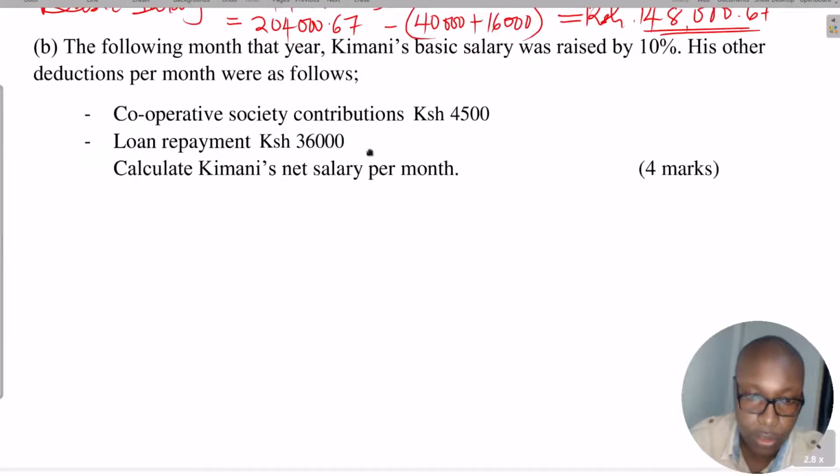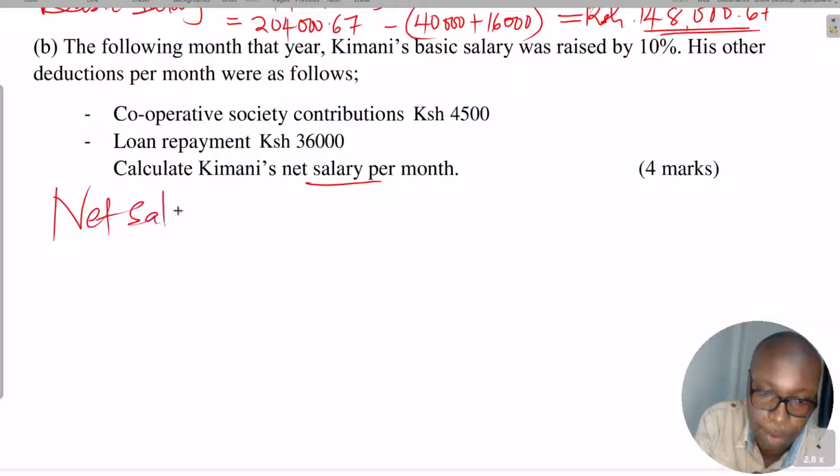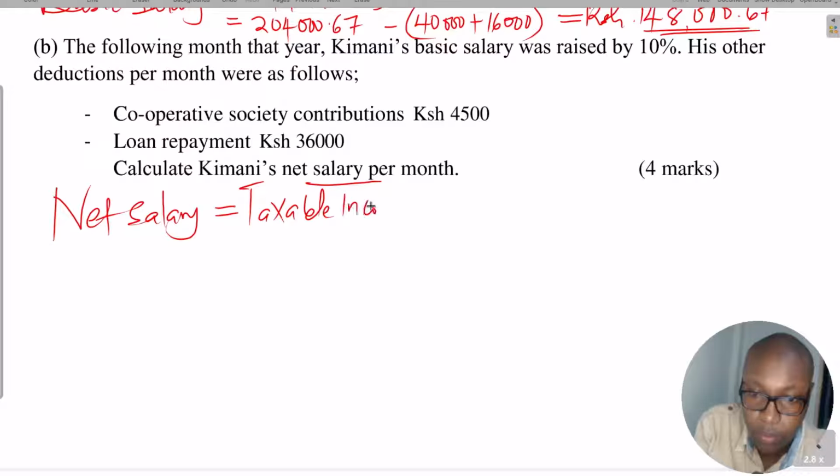The following month that year, Kimani's basic salary was raised by 10%. His other deductions per month were as follows: cooperative society contribution 4,500, loan repayment 36,000. Calculate Kimani's net salary. So how do you get net salary? Net salary is given by taking the taxable income, then subtracting all the deductions. That will give us the net salary.